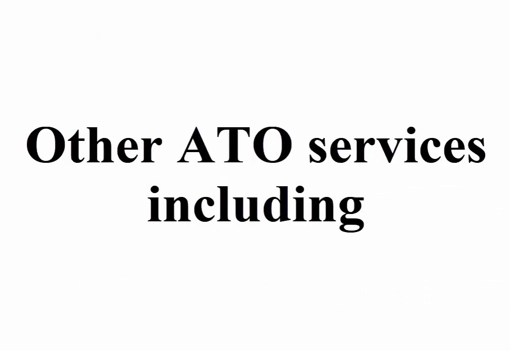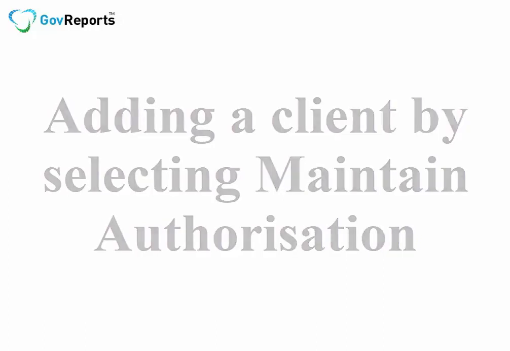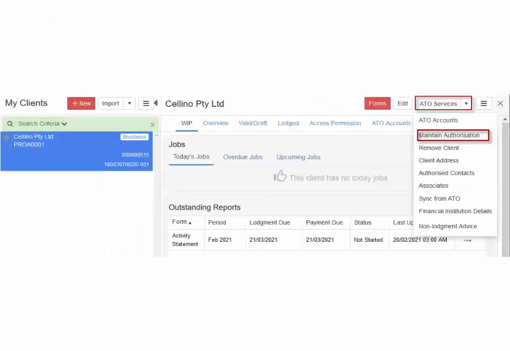Other ATO services include: 1. Adding a client by selecting Maintain Authorization. Whenever a new client is added in GovReports, the client's records should match exactly the same with the portal.